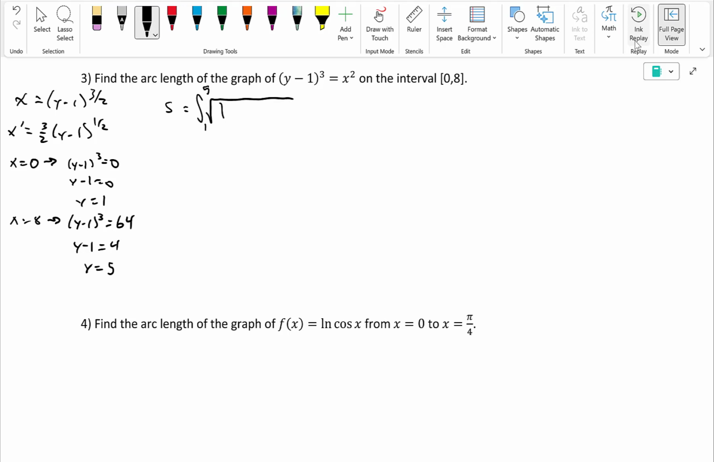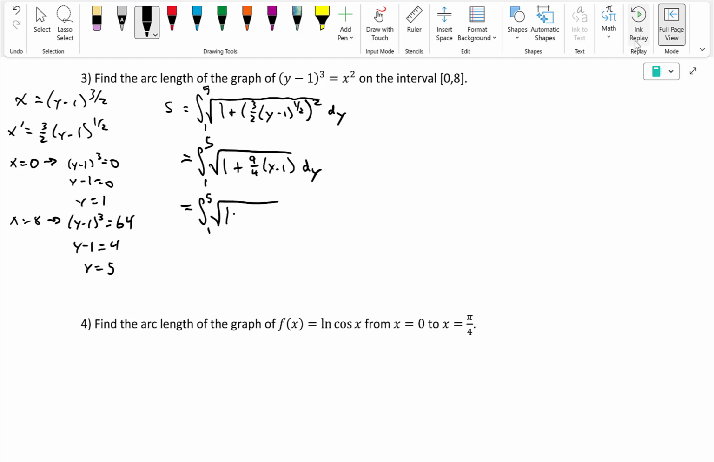Underneath our square root, we'll have a 1 plus that derivative, 3/2 times the quantity y minus 1 to the 1/2, all squared, and then dy. And we can work down, simplify algebraically. If we square that whole mess, we get 9/4 times the quantity y minus 1. And then just continue to simplify: integral from 1 to 5 of 1 plus 9/4 y minus 9/4. The 1 minus 9/4 will give us a negative 5/4. So integral from 1 to 5, square root of 9/4 y minus 5/4.